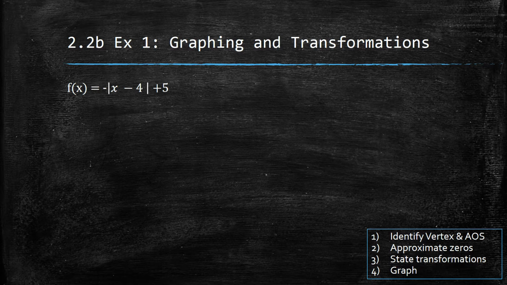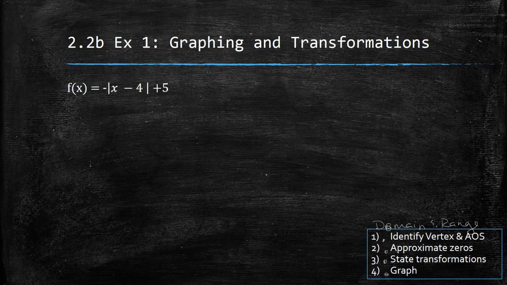So there's a couple of things that you're going to need to do by the end of the video. You need to be able to identify the vertex and the axis of symmetry, approximate the zeros, state all of the transformations, graph, and you're going to need to be able to give me the domain and range. Okay, you'll be required to do all of these things on the exam without a calculator. So that's why it's really important for you to really understand what's happening in the functions.